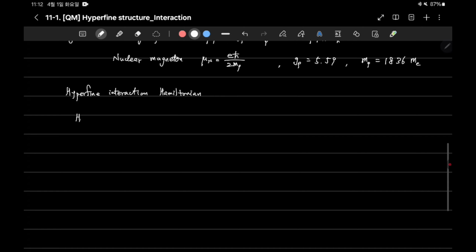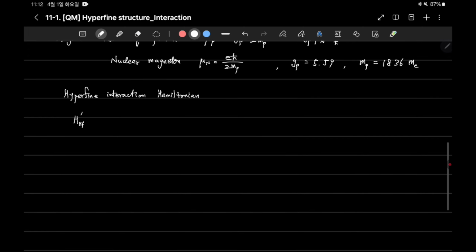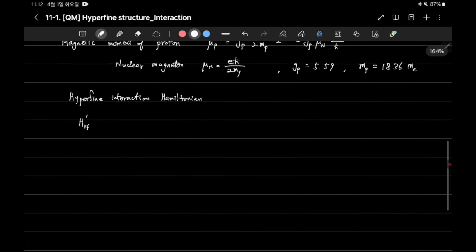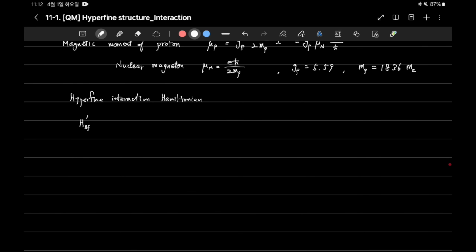So here let's define the hyperfine Hamiltonian. H prime means that it is a part of the Hamiltonian that is smaller than the original Hamiltonian. The interaction between the magnetic spin and orbital angular momentum we can write down as mu p dot mu 0 over 4 pi, and 1 over r cubed and L. Here L is the orbital angular momentum, and this is the interaction between the proton spin and orbital angular momentum.